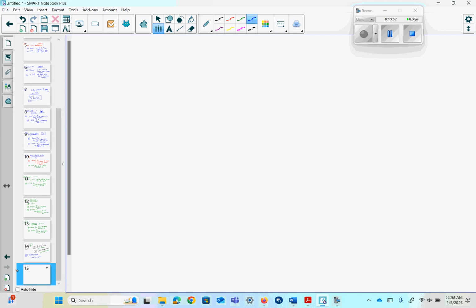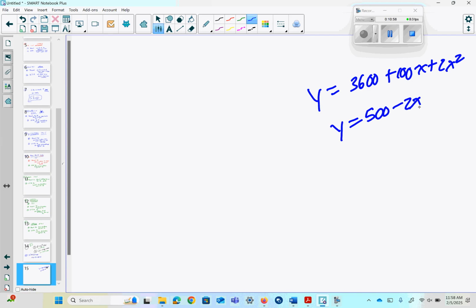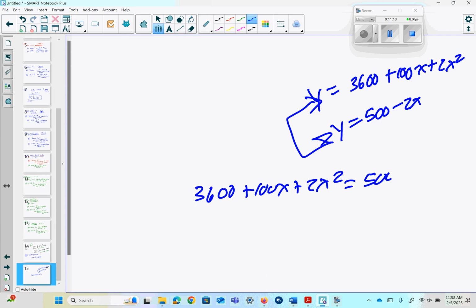Let me write this equation down. So we're going to get y equals 3600 plus 100x plus 2x squared. And then they're giving us y equals 500 minus 2x. So if I set these equal to each other, I don't think the math is going to work. I'm going to go 3600 plus 100x plus 2x squared equals 500 minus 2x.